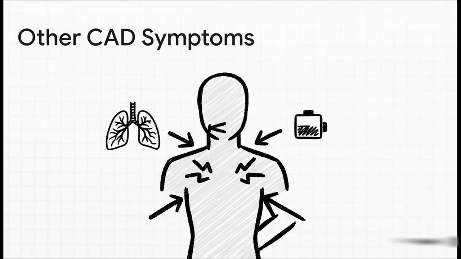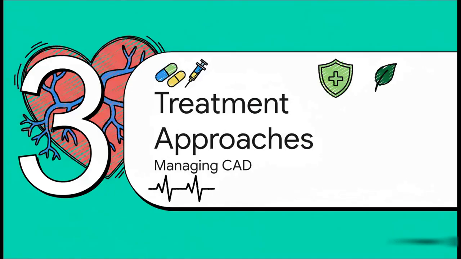Now, beyond chest pain, you also need to be on the lookout for shortness of breath. The technical term is dyspnea, or just general weakness and fatigue. And remember this, the pain doesn't always stay put in the chest. A lot of times, it can radiate to other areas like the jaw, the neck, the back, or even down the arms.